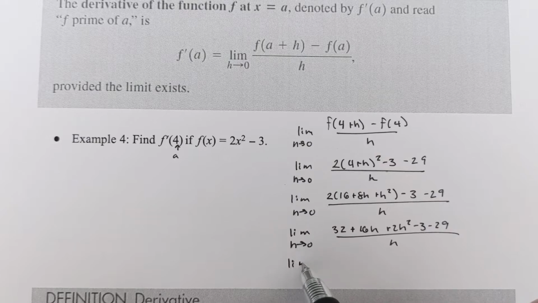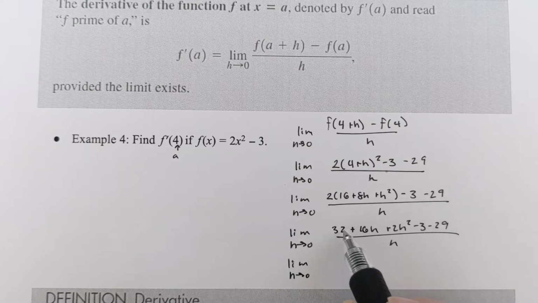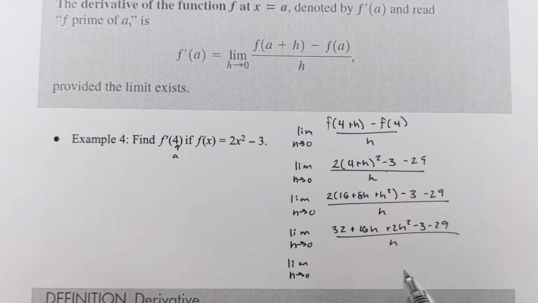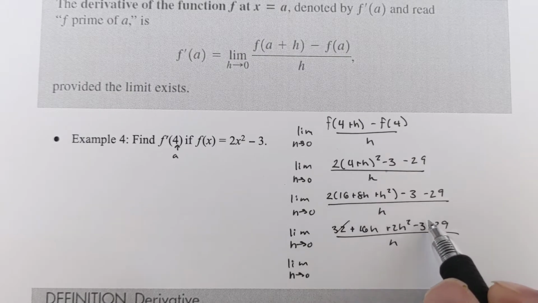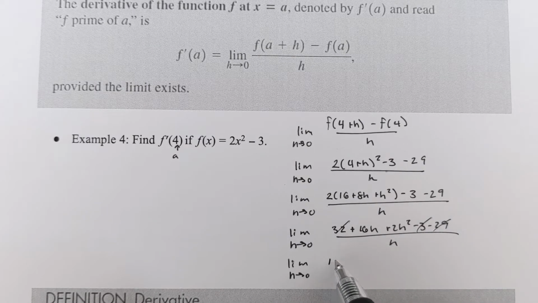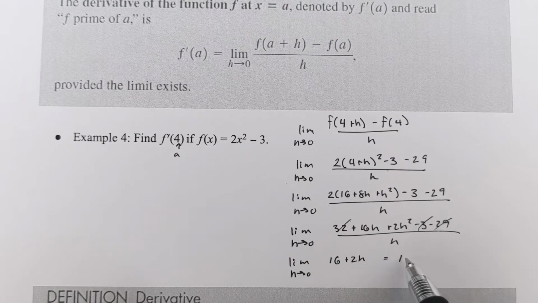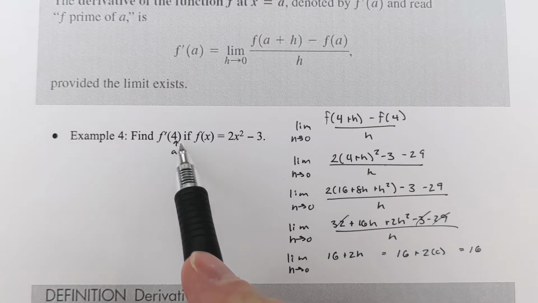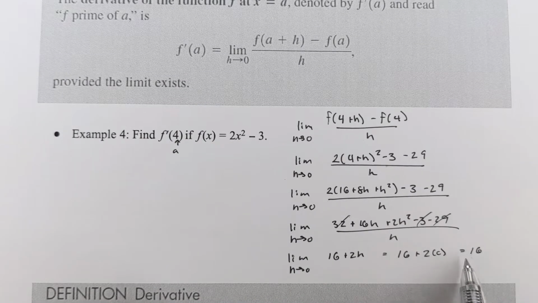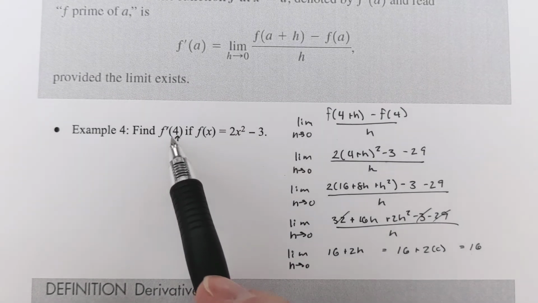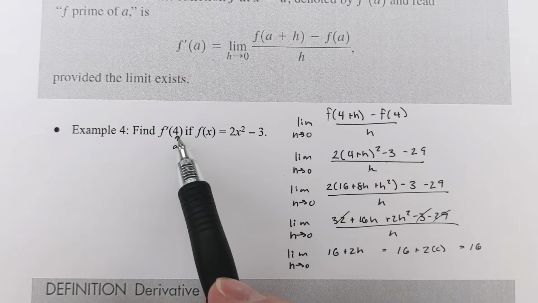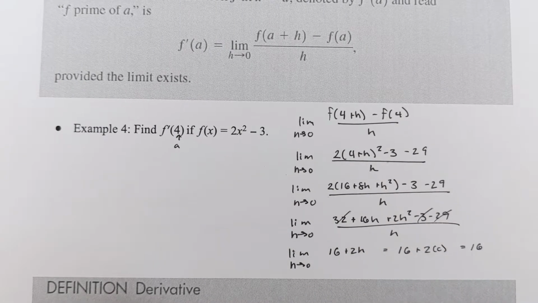And if you look at your numbers, they should actually all cancel out. 32 minus 3 minus 29 all goes away. So I have this, and I can take an h out, so this is 16 plus 2h. So if h is going to 0, this becomes 16 plus 2 times 0, which is just 16. So the value of the derivative at 4 is equal to 16, which means the slope of the tangent line at 4 comma 29 is 16.